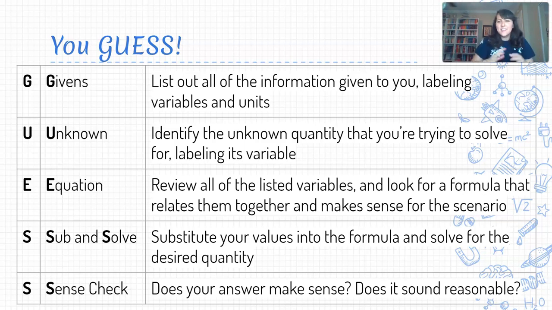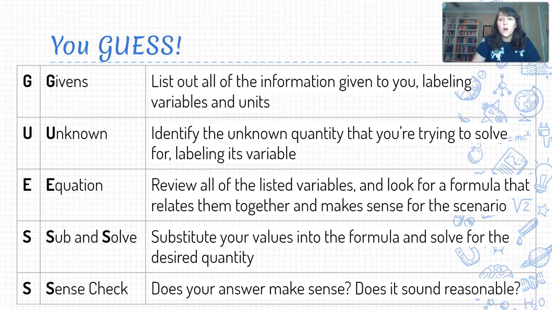The next S is kind of like a 2-in-1. It's sub and solve, okay? So substitute your values that you identified into the formula and solve for your desired quantity, your unknown. Right? And then at the very end, the last S stands for sense check, where we're checking to make sure, like, does our answer make sense? Does it seem reasonable to us? Did we determine that our car is traveling at 10,000 miles per hour? Because that seems a little bit weird. Also, though, it would be weird if it were moving at a freeway speed of like 0.1 inches per second, right? Like that would also be a strange answer. So we just do a little reality check to make sure that everything seems reasonable.